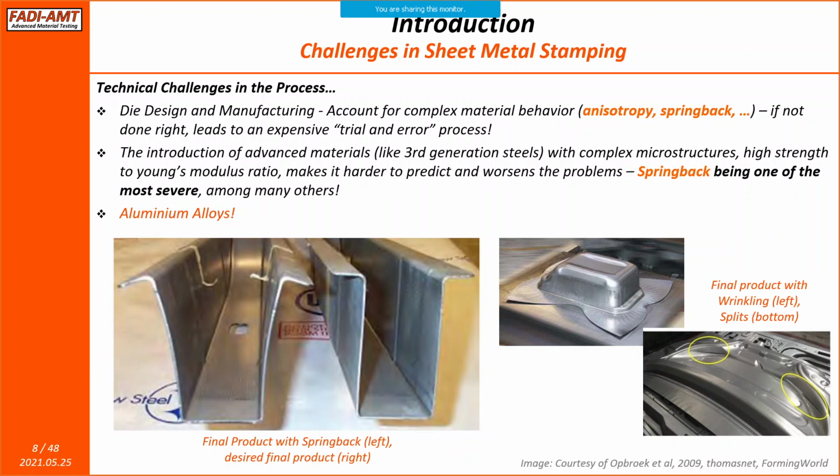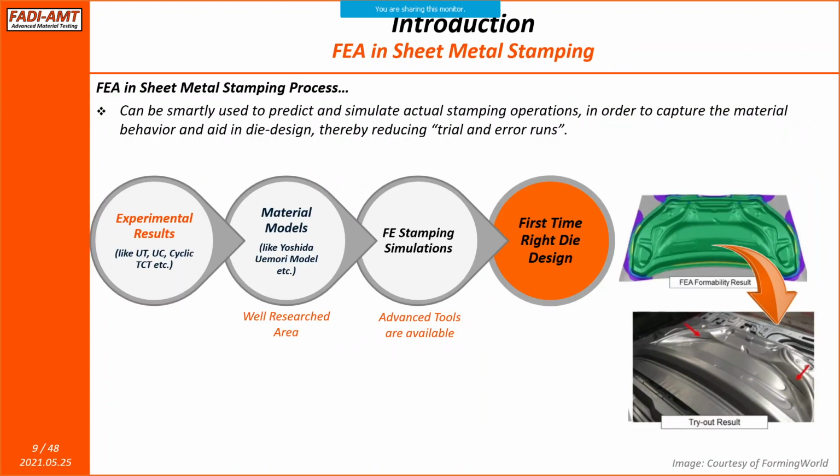If you see the picture on the left-hand side, the part on the left shows a final product with springback, and the right-hand side is the desired profile. There are many well-researched material models and finite element tools capable of predicting the springback behavior of materials after the stamping process, and those can help eliminate or lessen the fixing in the die and get us to a first-time right die design.